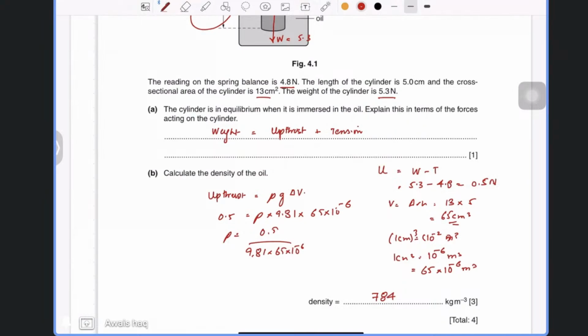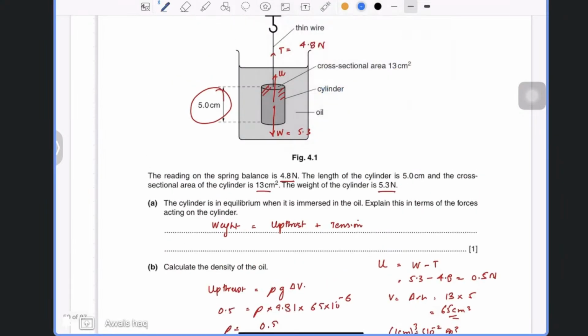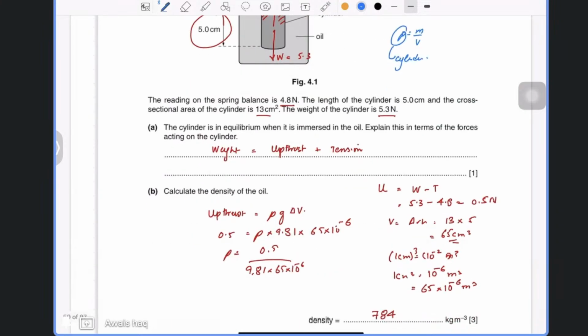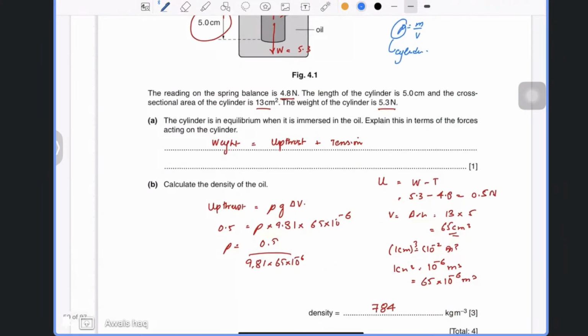All right, is it clear? Yes, sir. Now, I just want to tell you, if you use density as mass over volume, then this density you will get is of the cylinder, and that is wrong because you need the density of oil. That's why you have to use rho g delta V. Okay, I hope I've answered this question.